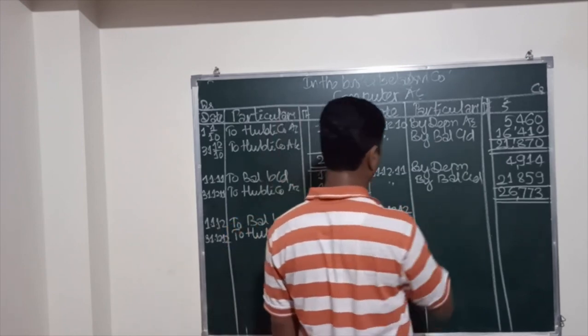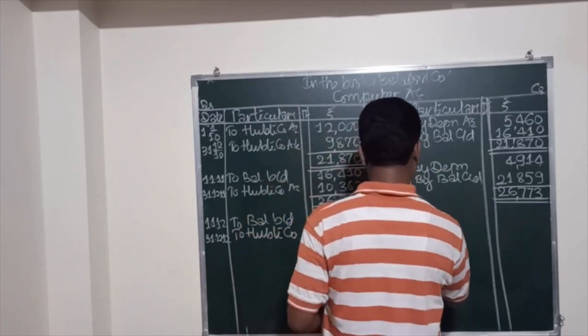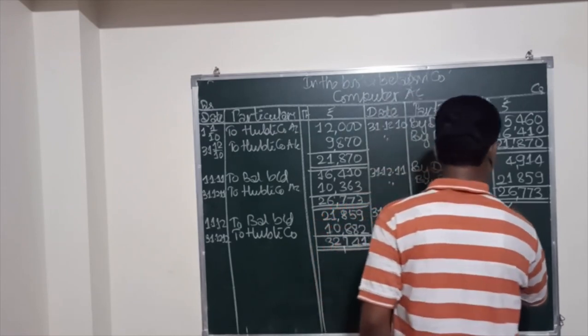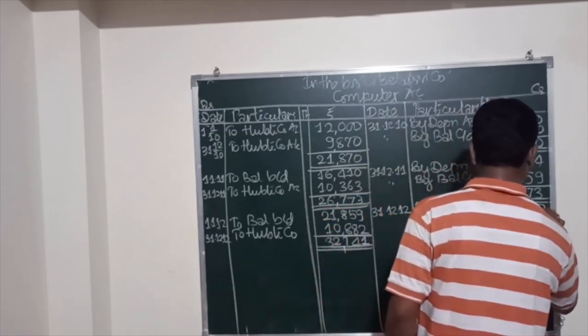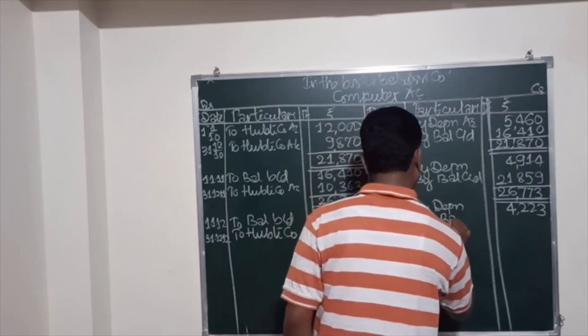So on 31st/12/2012, when the depreciation is charged for the third year, then the entry will be depreciation account debit, computer account credit. Computer account is credited by depreciation. So we have calculated depreciation as 4,223. So let's do the balancing here. So by balance carried down.